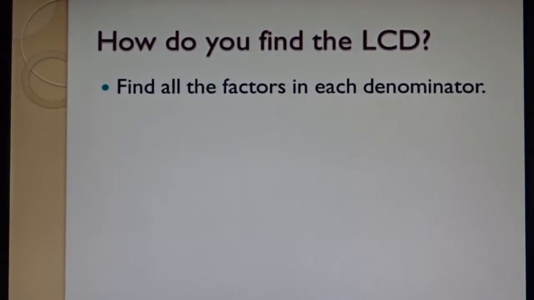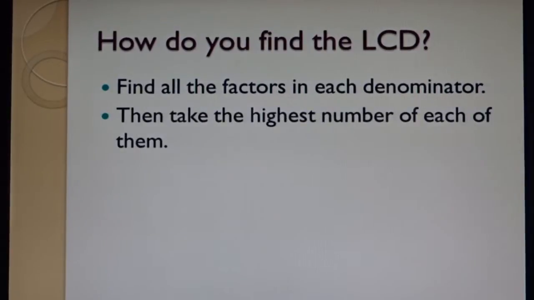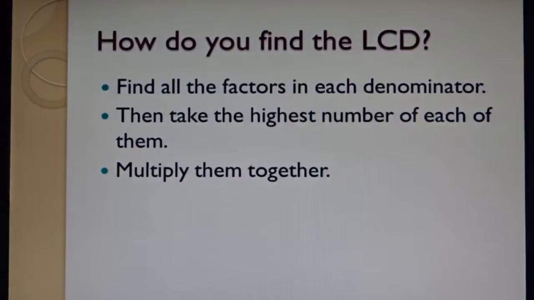First, you find all the factors in each denominator. Then, you take the highest number of each of them. You multiply them together, and that's your LCD. If you need more specific help on LCD, please check out our LCD video on the channel.